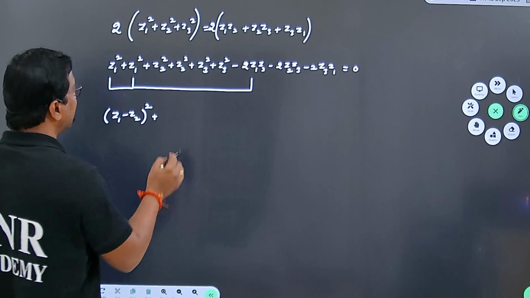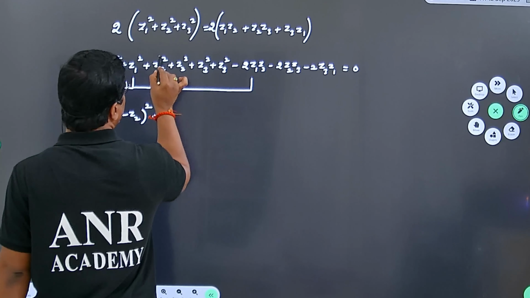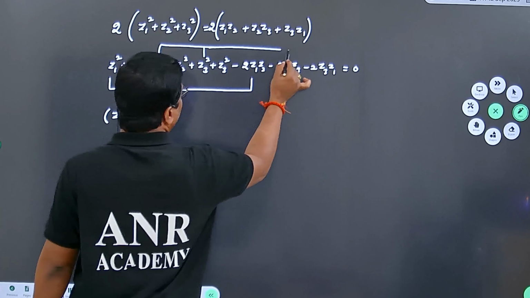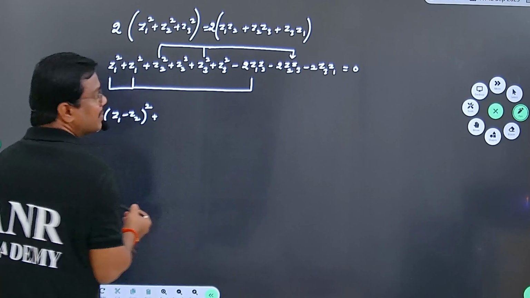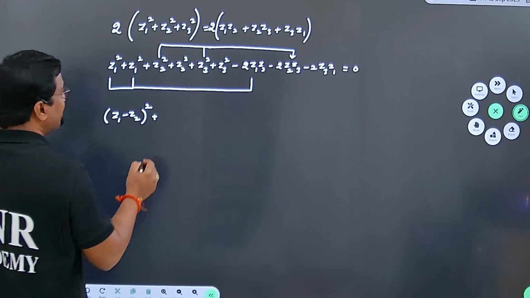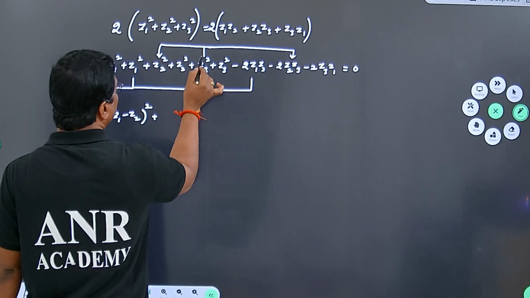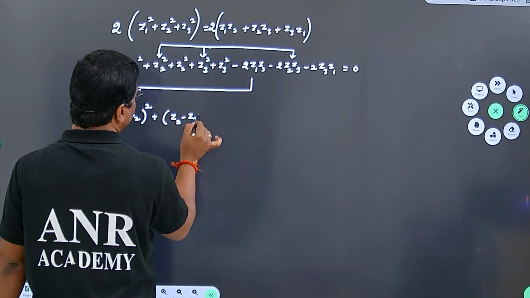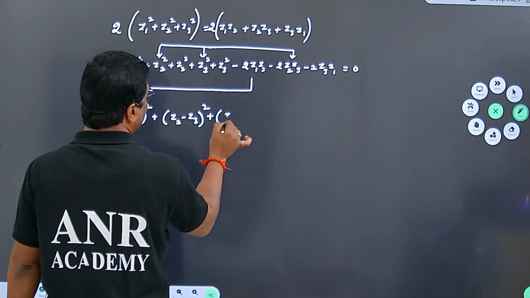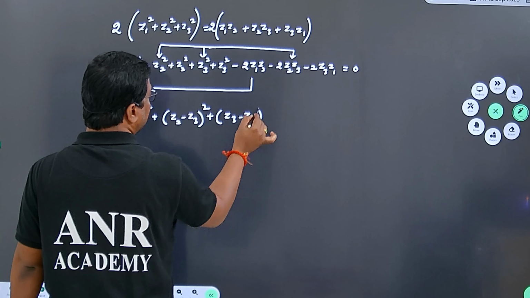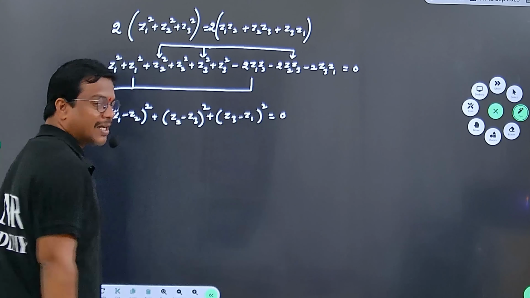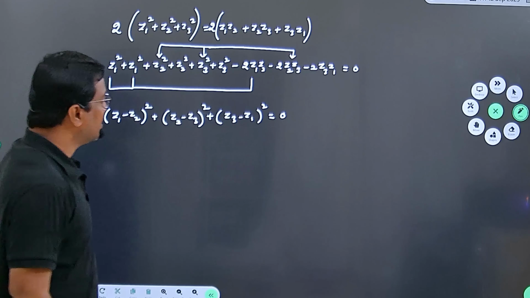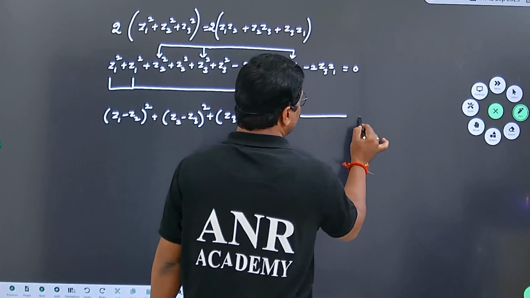Next, z2 square, z3 square and minus 2 z2 z3. The combination of these three becomes z2 minus z3 whole square, and the remaining terms can be written as z3 minus z1 whole square. In the right part you have 0. Yes, this is the second result.